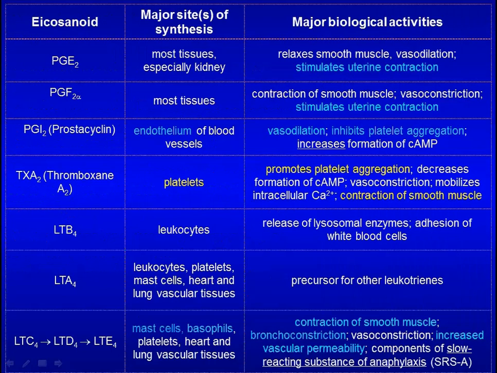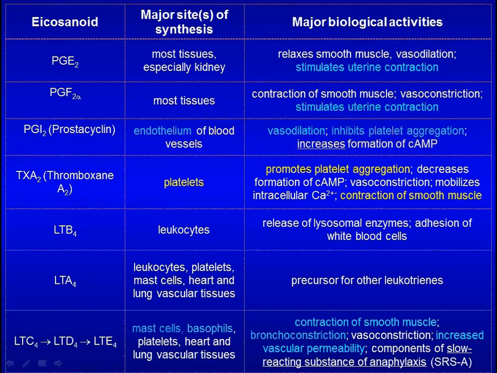Here is a summary of these eicosanoids. Significant ones are prostaglandin E2 and F2. They are synthesized in most tissues. They relax the cervix and cause uterine contraction. Therefore, they are used to induce labor. PGI2 is synthesized in endothelial cells. It causes vasodilation, but it also inhibits platelet aggregation.